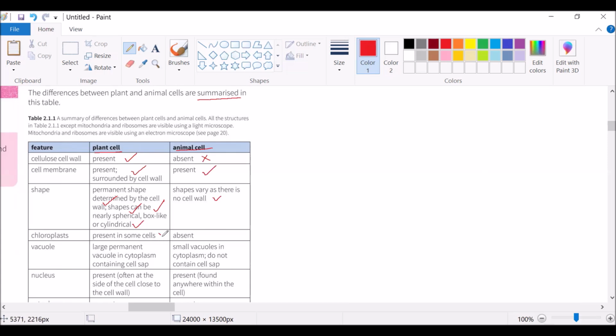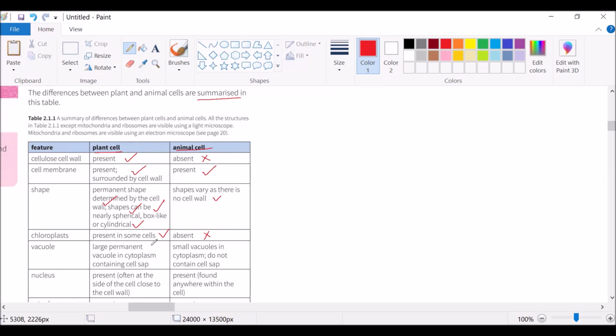Chloroplasts are present in some plant cells. Chloroplasts are responsible for the green pigment in green parts of plants, such as leaves. No animal cell has chloroplasts in it. So chloroplasts are absent in animal cells because they don't have green pigments.